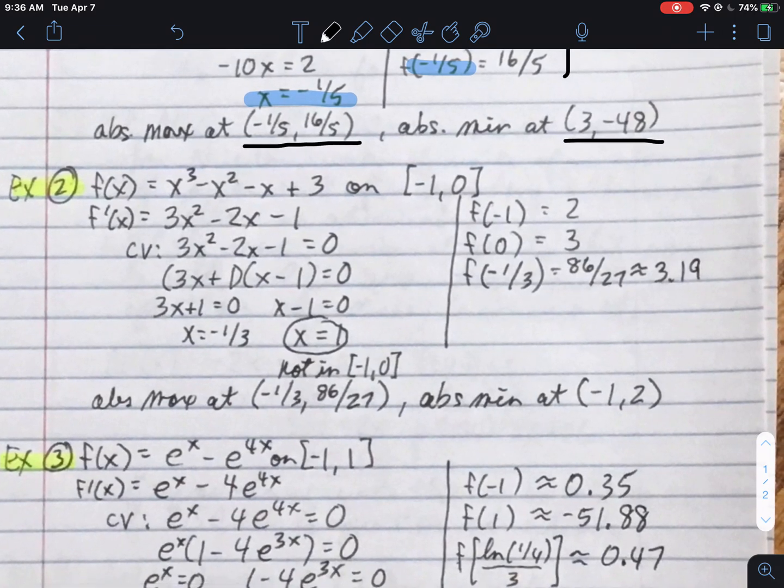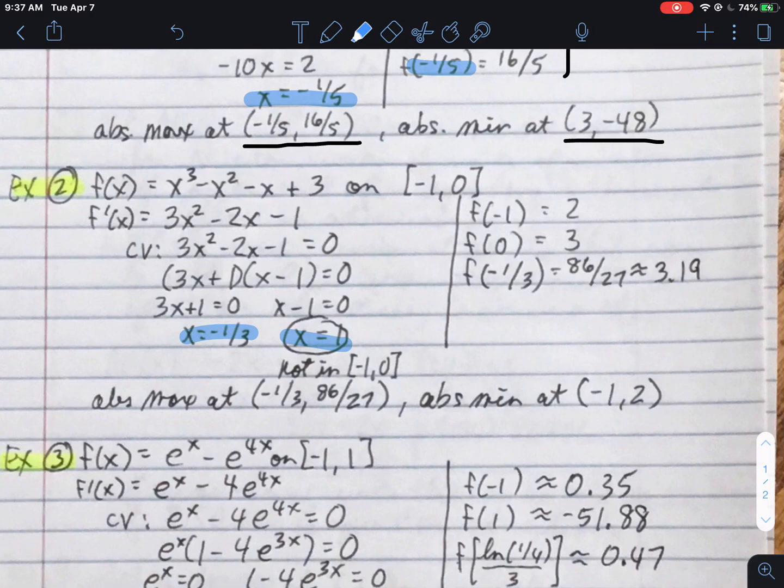Number 2, another little polynomial. So again, nothing too dramatic in terms of finding our derivative. So we've got this function f of x on the interval from negative 1 to 0. So we find our derivative, again, power rule, 3x squared minus 2x minus 1. Find our critical values by setting the derivative equal to 0. And I factored it, and I found critical values of x equals negative 1/3. And I also found x equals 1 as a critical value.